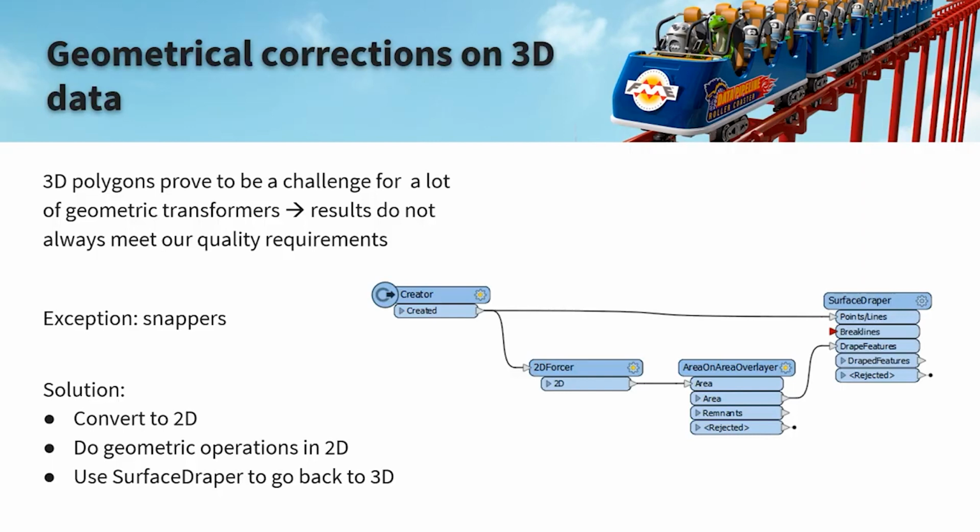The solution that we put in place to do the required geometrical corrections was to convert the input data to 2D using the 2D Forcer transformer, and then do all the geometrical corrections you need in 2D, such as the area-on-area overlayer in the screenshot. And finally, you can use the surface draper transformer to convert your corrected polygons back to the original 3D shapes.